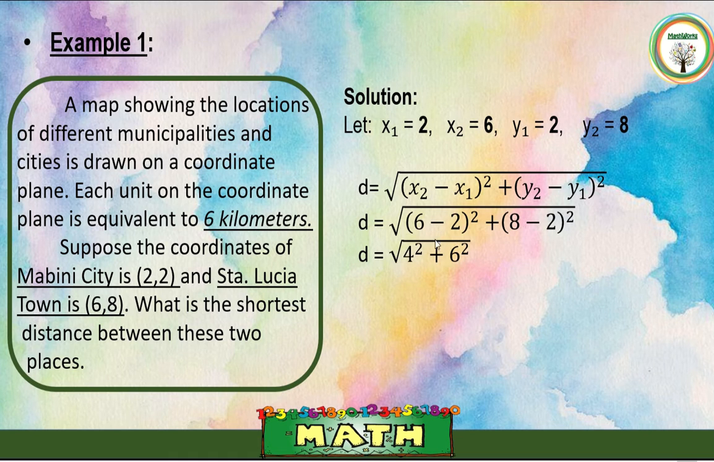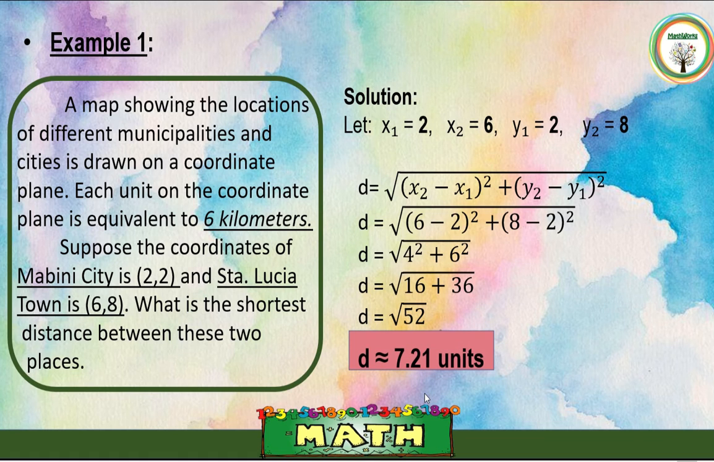D is equal to the square root of 6 minus 2 is equal to 4, plus 8 minus 2 is equal to 6, squared. Then D is equal to the square root of 4 times 4, or 4 squared, is equal to 16, plus 6 times 6 is equal to 36. Then add, D is equal to the square root of 16 plus 36 is equal to 52. Therefore, the distance between Mabini City and Santa Lucia town is 7.21 units. So approximately equal to 7.21 units.